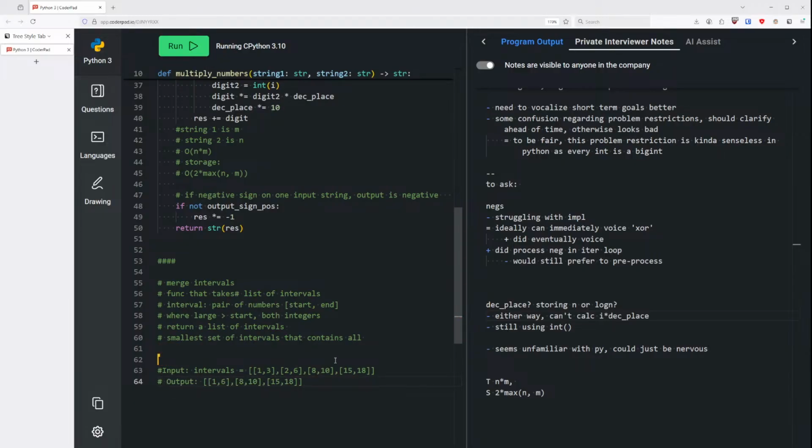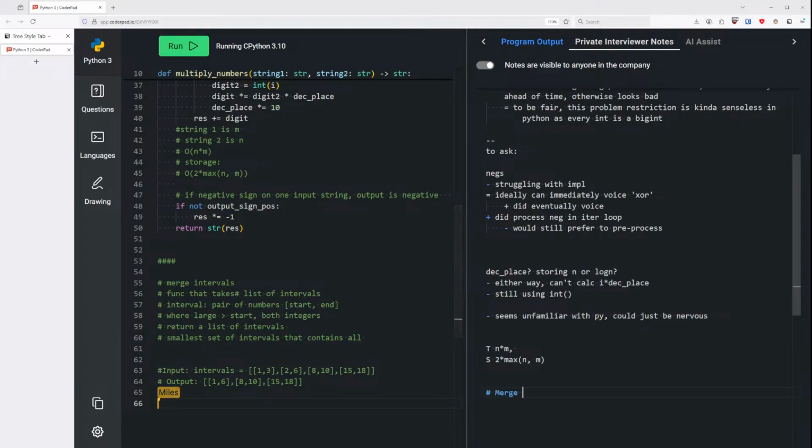So here's an example, right? We have 1, 3, 2, 6. These combine to be 1, 6, right? Because these are overlapping. Yeah. And 8, 10, and 15, 18 do not overlap, right? These do not overlap. Yeah. So they don't combine. So the output is the smallest set of intervals that encompasses all the previous intervals without any extras. So yeah, these two just get combined. Yeah, that's right.